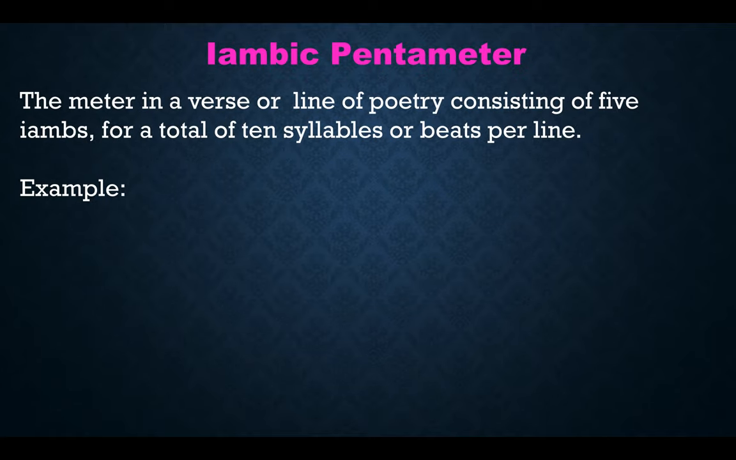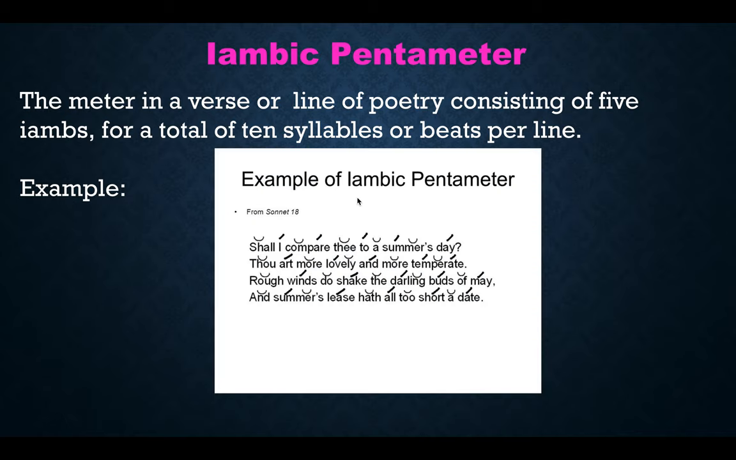All right, so we've talked about the iambic meter. Now we're going to get just a little more detailed and talk about iambic pentameter. If we take a look at this word and break it down, we know that meter is a rhythm that we find in poetry. You know that from your vocabulary words. And we know that this prefix here, penta, means what? That's right, five. And of course, we've just gone over what iambic means. So we know that iambic pentameter has something to do with a rhythm of five. So iambic pentameter is the meter in a verse or line of poetry that consists of five iambs for a total of 10 syllables or beats per line. So I'll show you an example here.